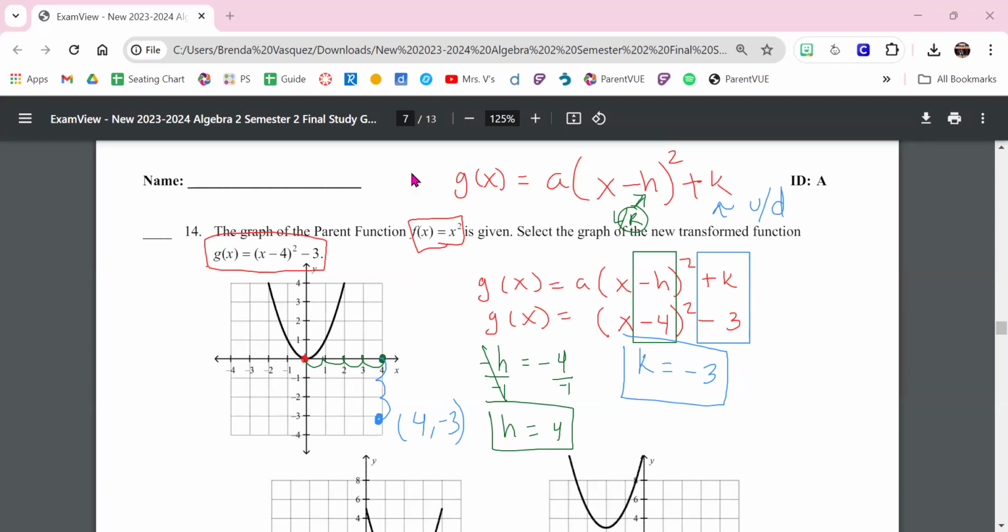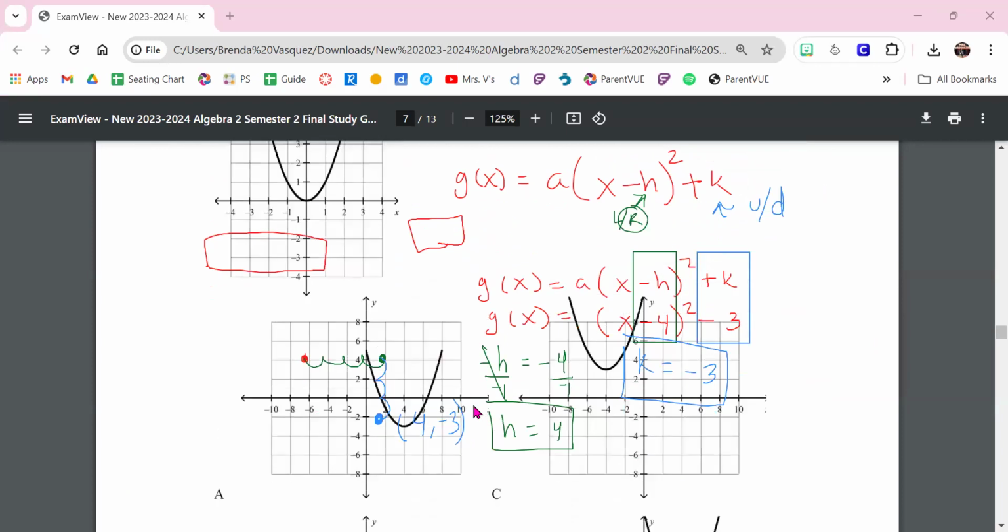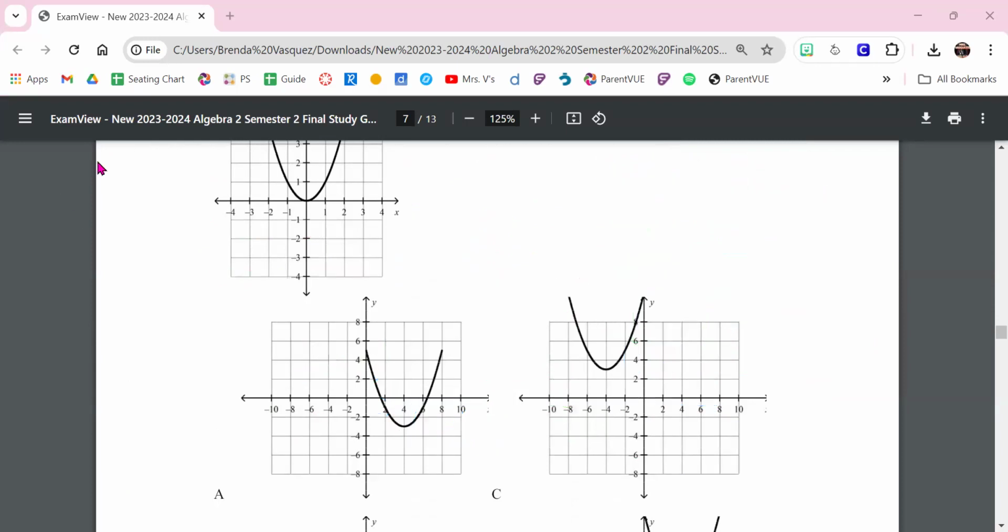It is A. Let me move down a little bit so you guys can see it. Again, we had to move to the right 1, 2, 3, 4 spaces, and down 3. In this case, from here, we go to the right 4 and down 3. And that's where we have 4, negative 3 as our vertex. h and k, h and k.